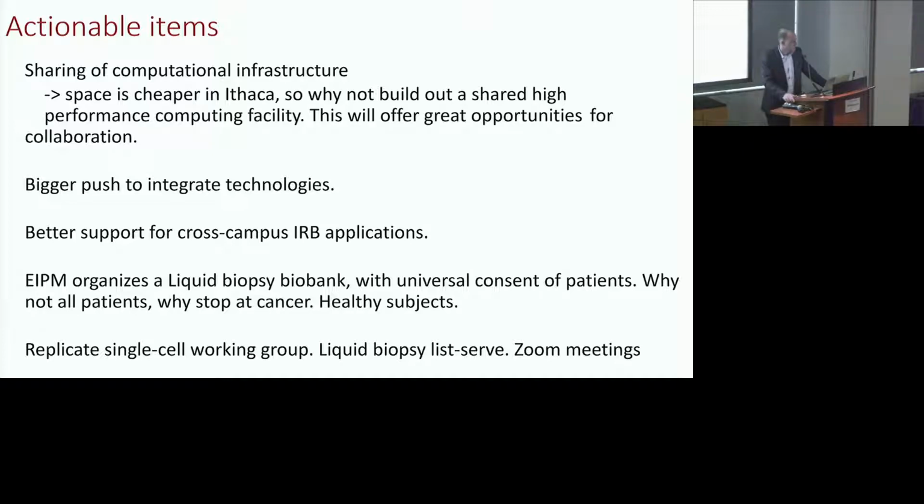There could be better support for cross-campus IRB applications. Often it can be challenging to move something through the IRB if you're on the Cornell campus, the Ithaca campus of Cornell, I should say. There has historically been limited access to the IRB application system, which can be a hurdle for investigators. The Englander Institute, I learned today, organizes a liquid biopsy biobank. So a biobank that is accumulating lots and lots of blood samples from cancer patients, and they have a universal consent of patients in place. And that's amazing. It's a great resource potentially for all researchers at Cornell that people can hopefully get access to.